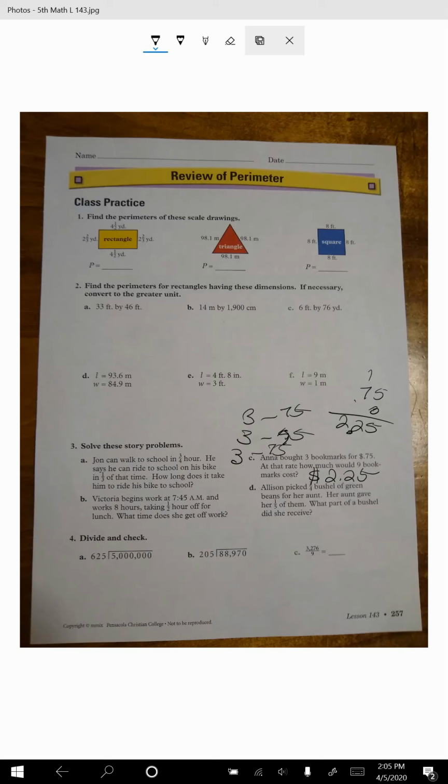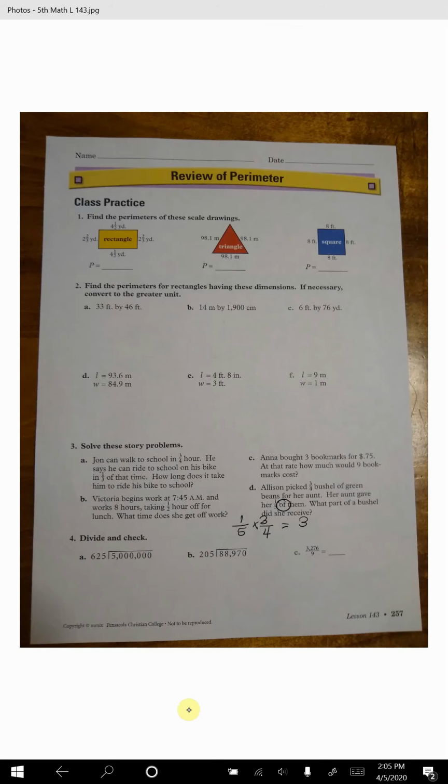Allison picked 1/4 a bushel of green beans for her aunt. Not 1/4. Let me erase here because I think I'm reading that wrong. She picked 3/4 of a bushel of green beans for her aunt. Her aunt gave her 1/5 of them. Do you see the of? Always means times. What part of a bushel did she receive? So she received 1/5 of 3/4. Sounds like a difficult problem, but it isn't, is it? She got 3/20 of a bushel.